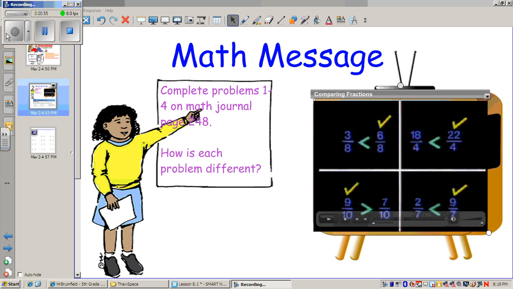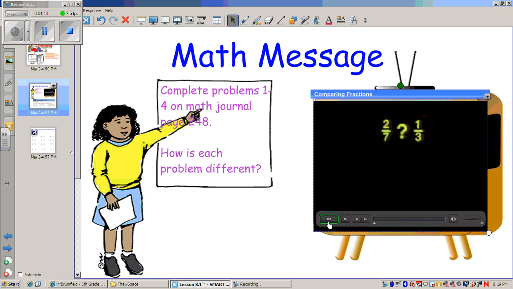Okay, so it says complete problems 1 through 4 on Math Journal, page 248. How is each problem different? So I want you to look at journal page 248 because this will be part of your homework. But before we do that, I want you to look at this little video clip quickly on comparing fractions.